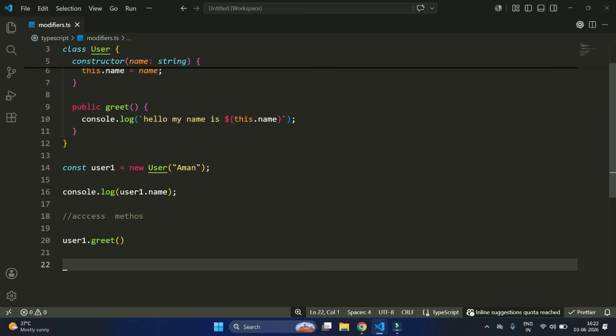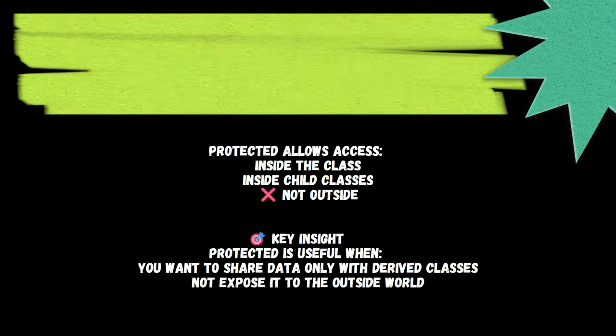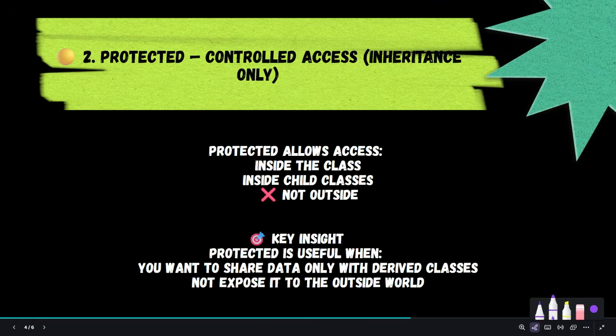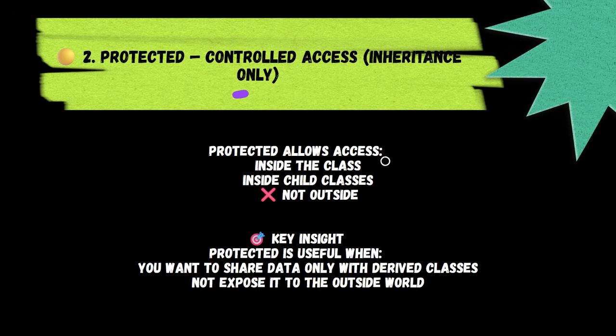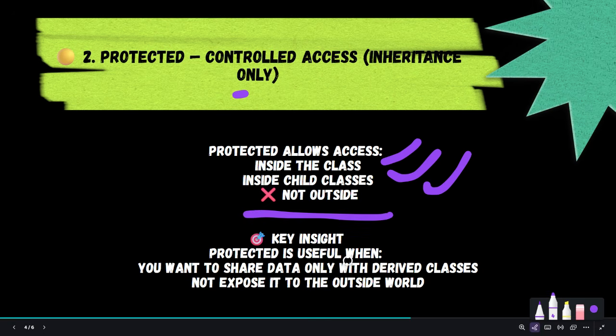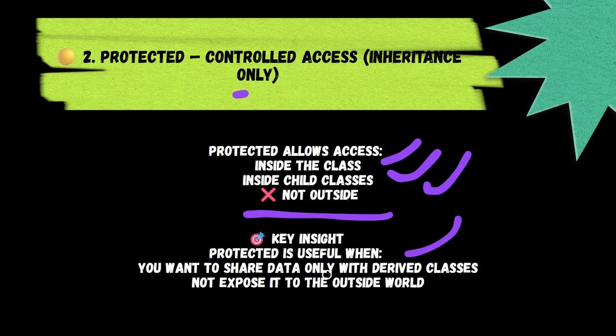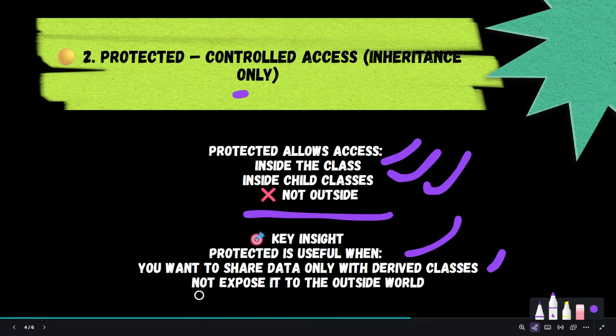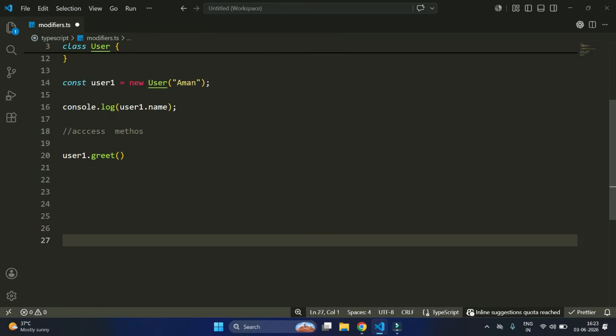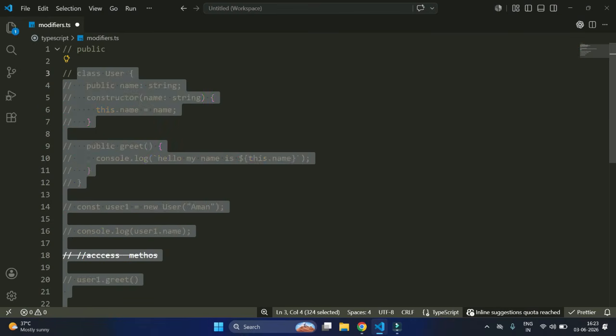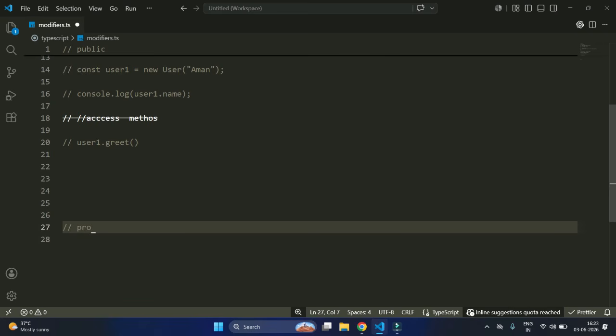Now the second one, let's move to protected. Let's see what protected controls: inheritance only. Protected allows access inside the class and inside child classes. You are able to access it inside child classes, but not outside. Protected is useful when you want to share data only within the derived class, not expose it to the outside world. We will check all that with examples. So you can comment out all that. This was public, and now this is protected.